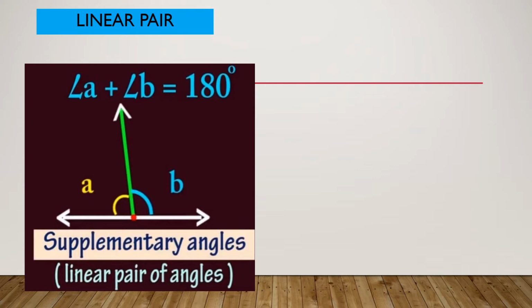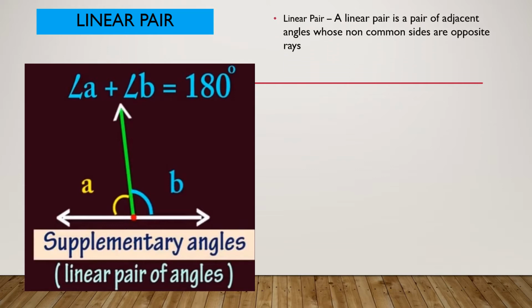Then what are linear pair angles? If two adjacent angles are supplementary to each other, then we can say that they are a linear pair. In other words, a linear pair is a pair of adjacent angles whose non-common sides are opposite rays. Opposite rays means the non-common sides form a line.